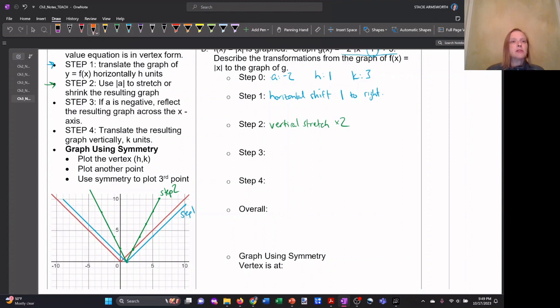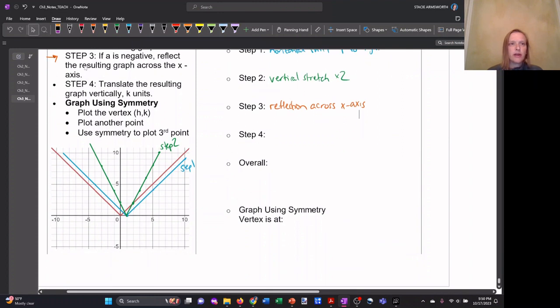Step 3, let me do this in a different color. If A is negative, then reflect the resulting graph across the x-axis. A is negative, so we are going to have a reflection across the x-axis. What does that look like? I'll need to scroll down a little bit.